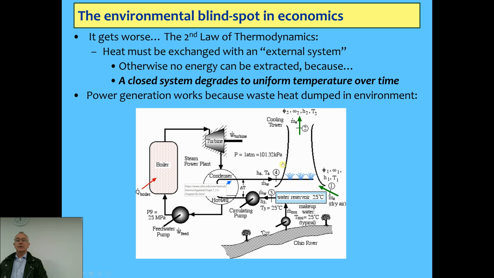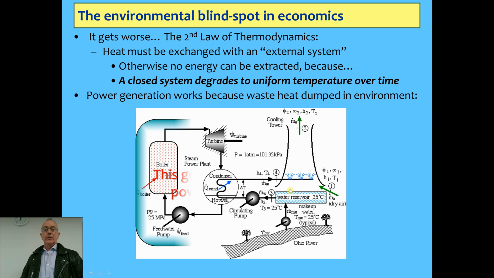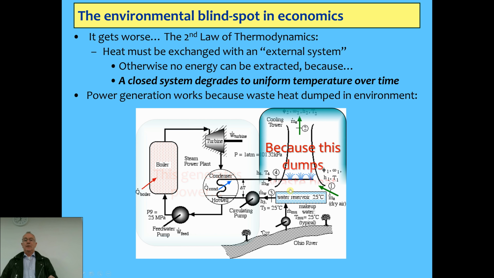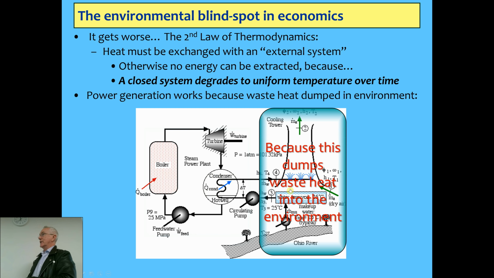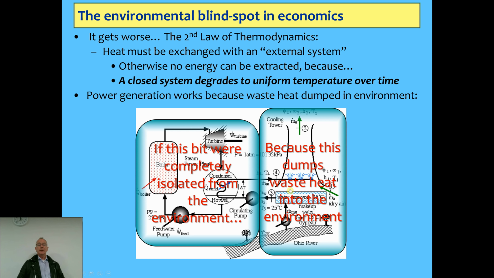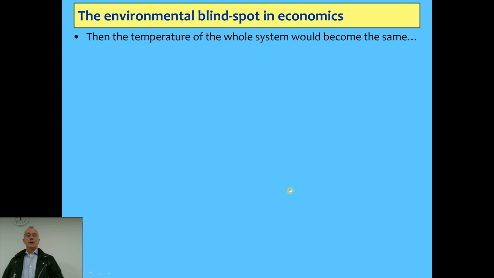And notice the cooling tower is an essential part of the model. You see those cooling towers when you catch the train through the countryside, outside power stations? If the cooling tower wasn't there, the power station would produce no energy. That's where the generation of power occurs, because you dump the waste heat here. If you didn't dump the waste heat and you sealed the power unit, you'd produce nothing. Okay? If it was completely isolated, there'd be no energy production. I want to show you why.